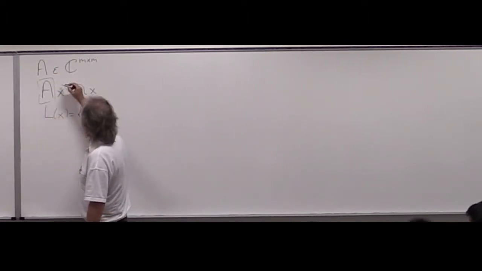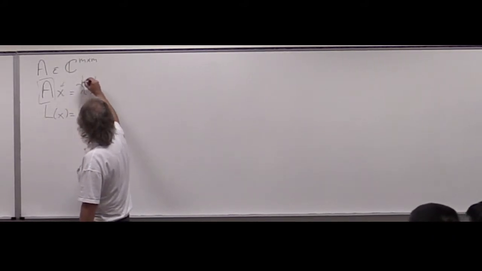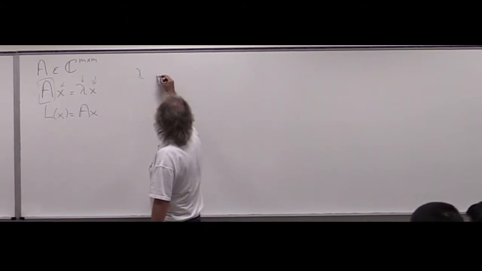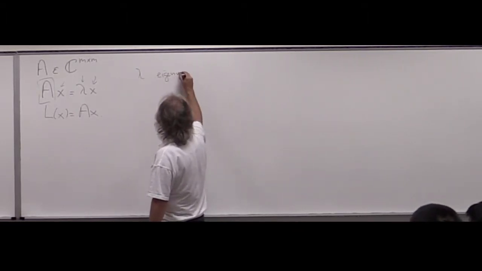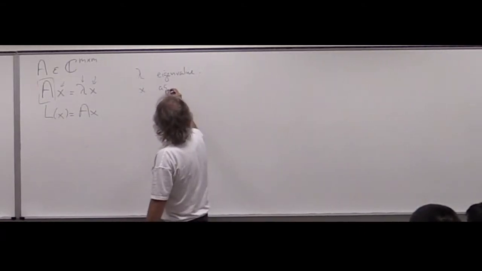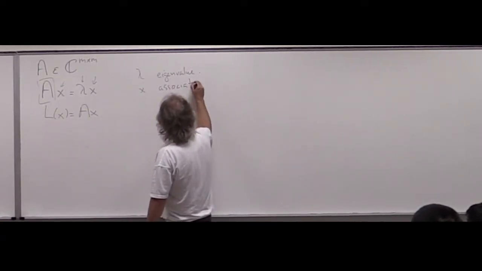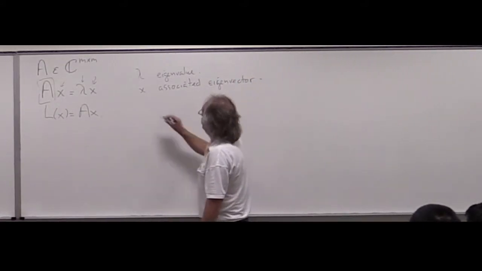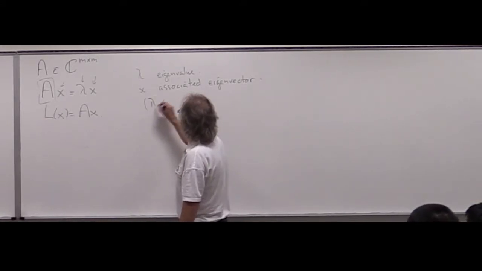A is given, the vectors and the scalar are to be computed. Lambda is known as an eigenvalue. X is then known as an associated eigenvector. Lambda comma x is known as an eigenpair.